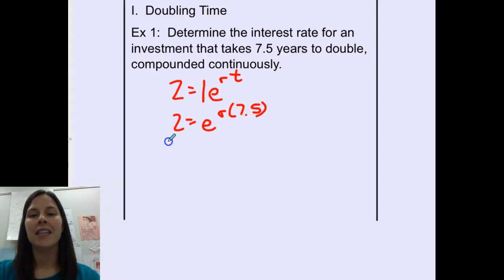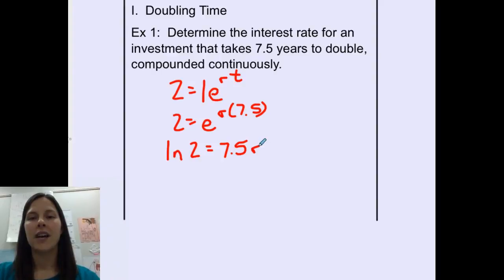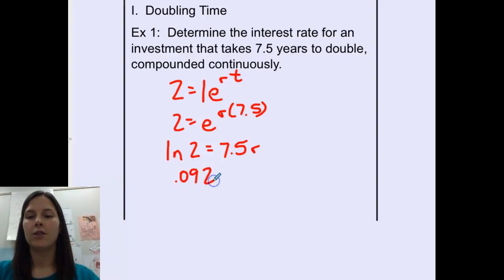To cancel the e, I'm going to take the natural log of both sides and divide by 7.5. And I get a rate of 0.092 for r, or about 9.2%.